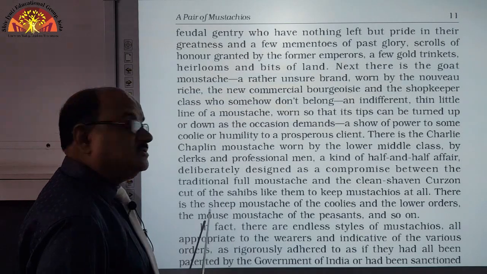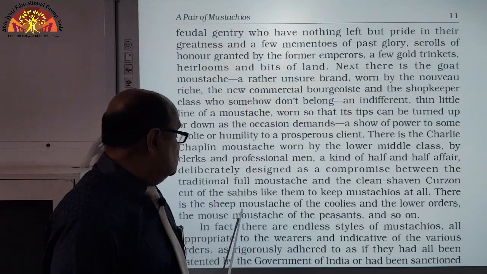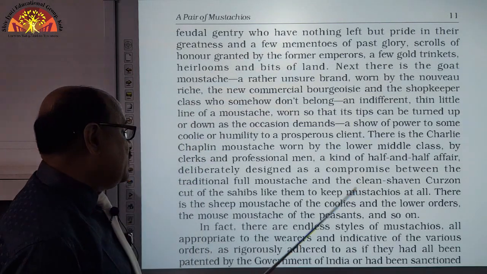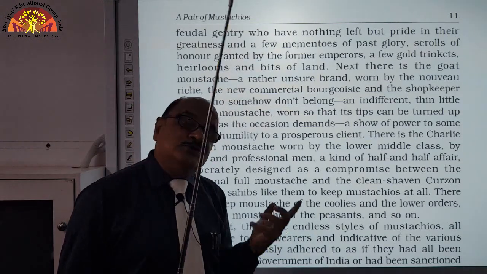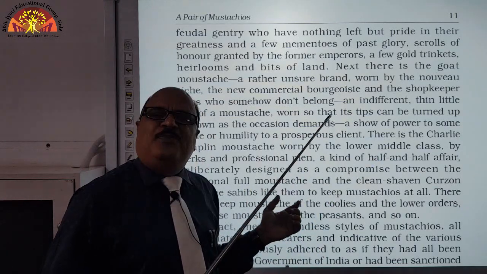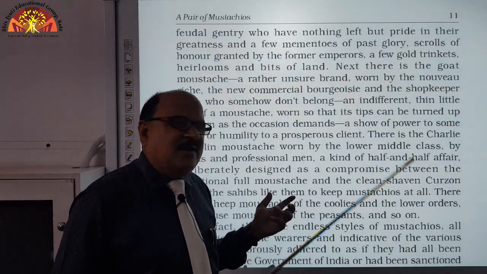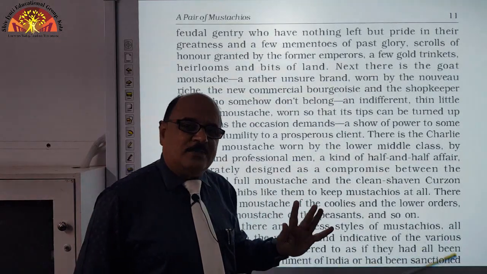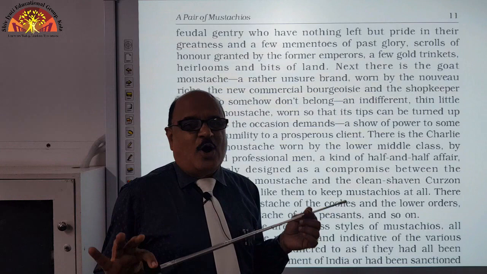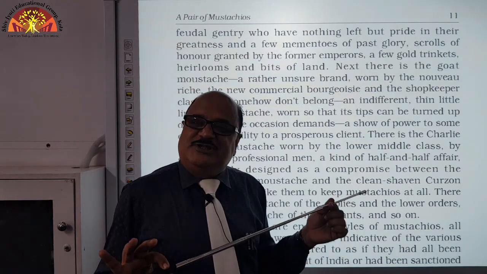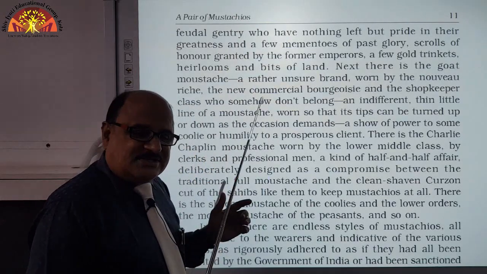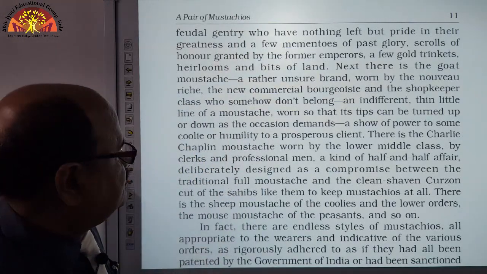And there comes the next one, the sixth kind of mustache, and this is the mouse mustache. This is what it is known as, right? And who used to keep them? The peasants and the poor people, paupers, poor people like that. So dear students, this is all the description of different kinds of mustache. I hope you all have got it. Now let's discuss something else.